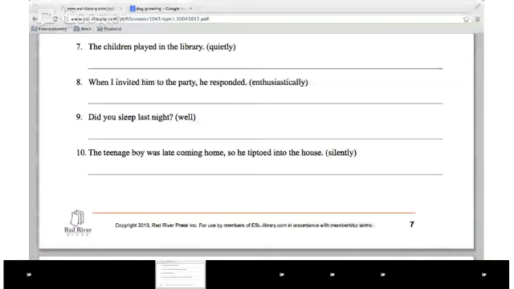Okay. Let's see. We've got a few minutes left. Let's see what we can finish. So we're going to scroll down.